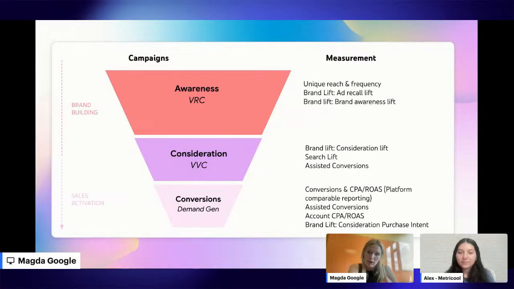I will also talk about the new column that we have nowadays in Google Ads, which would be platform comparable reporting, helping you compare the performance of demand gen campaigns against comparable campaigns in other platforms. We have again assisted conversions. Also, we recommend you take a look at the impact on account CPA and ROAS, and I'll tell you when and how to look into this later on.